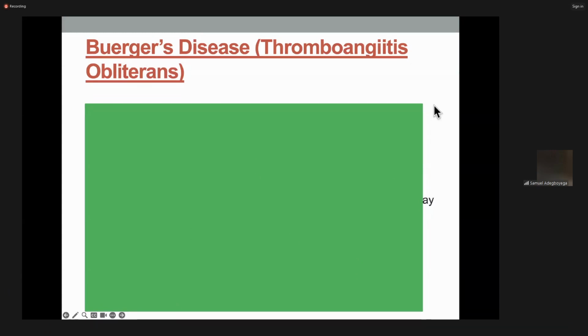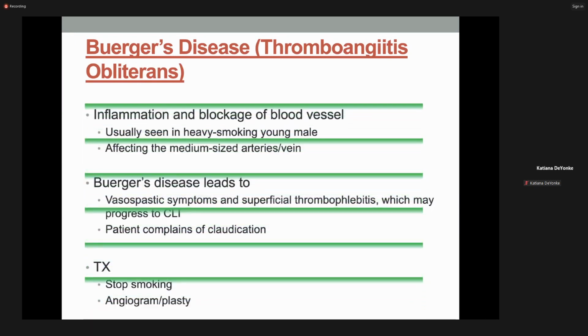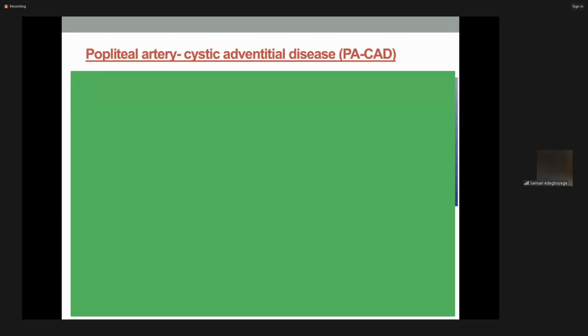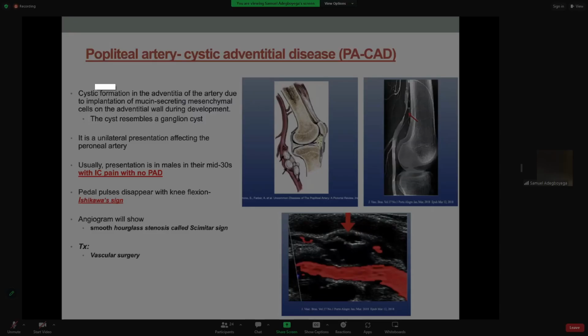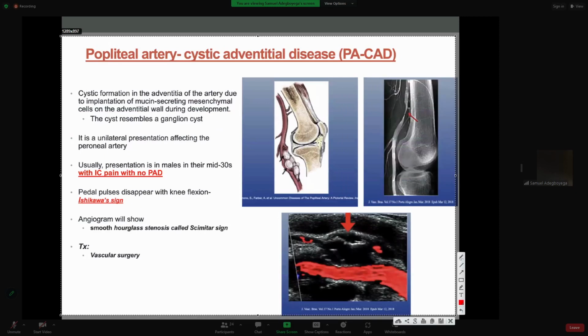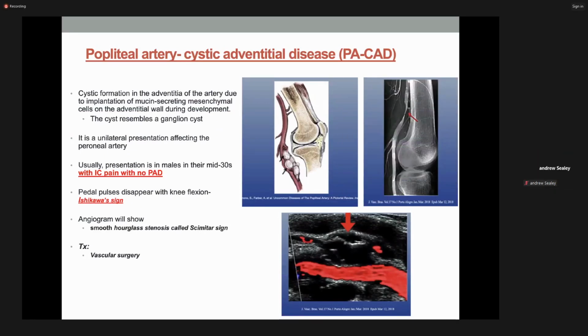Okay, Buerger's disease. Can Buerger's disease lead to or cause intermittent claudication? Yes, absolutely. And how do you treat their pain? What do you tell them? Stop smoking. That's it. Popliteal artery cystic adventitial disease, PACAD. You should know this very well. Can that also cause intermittent claudication? Yes. Is this common in elderly people or younger people?